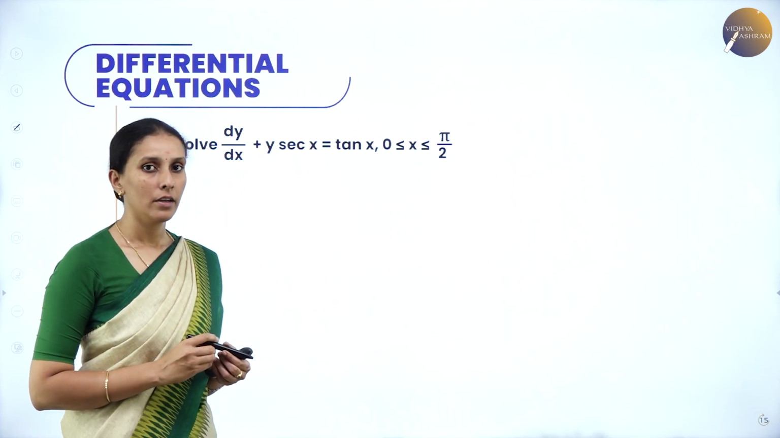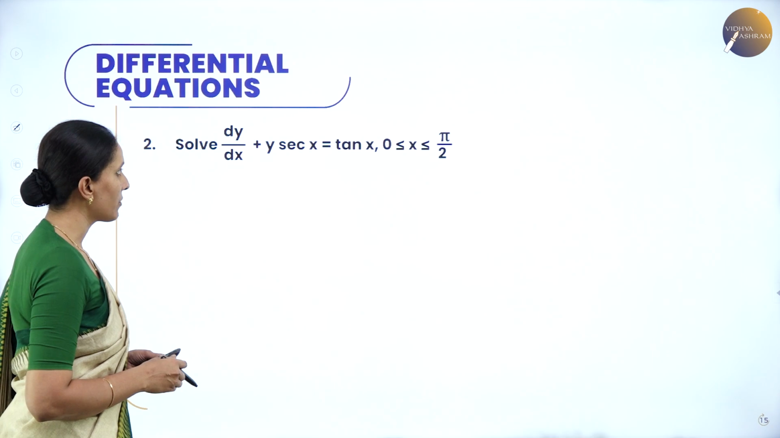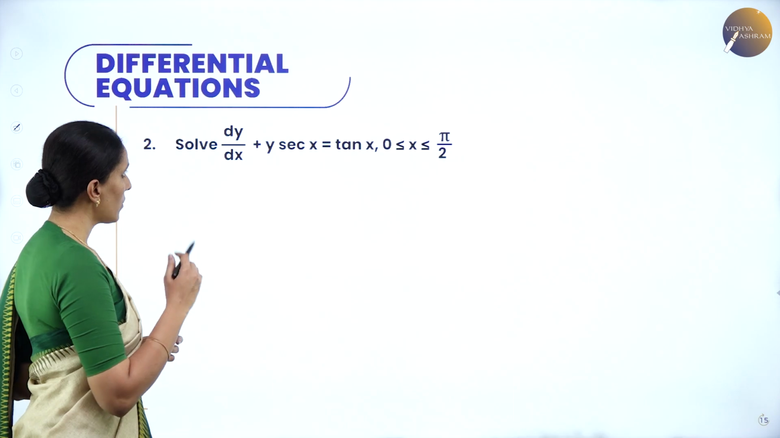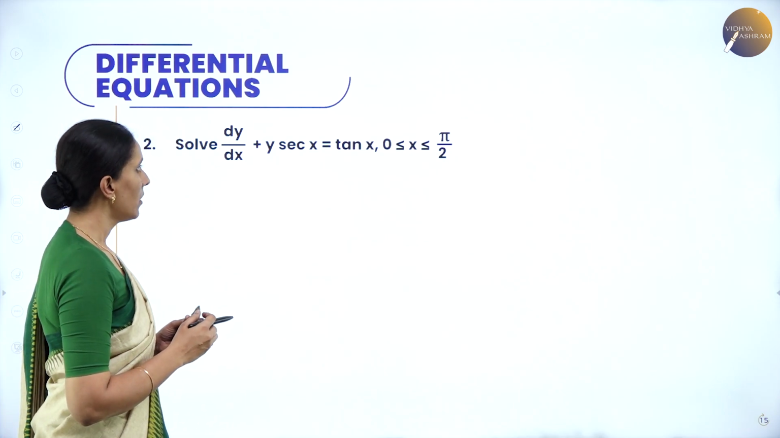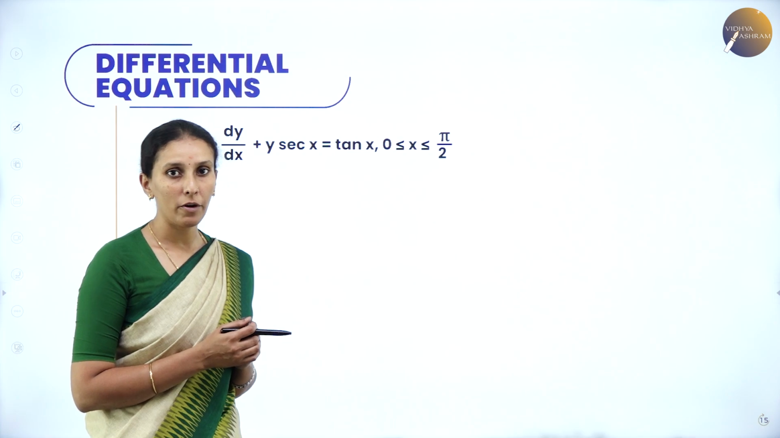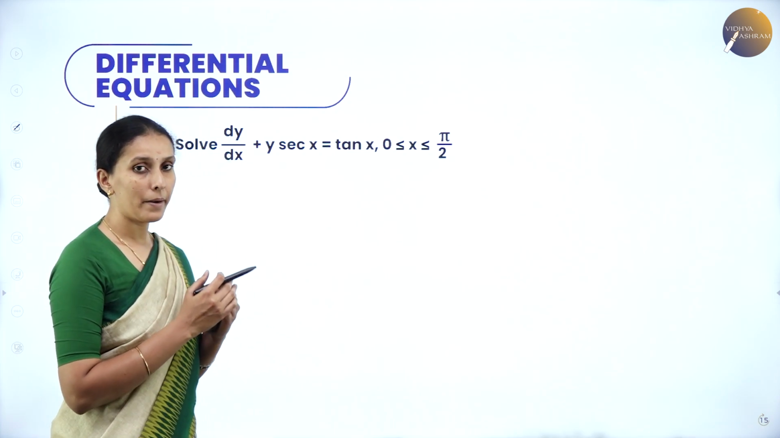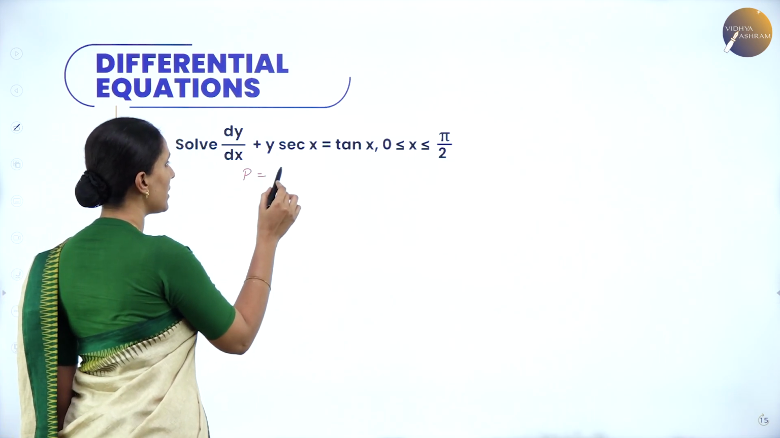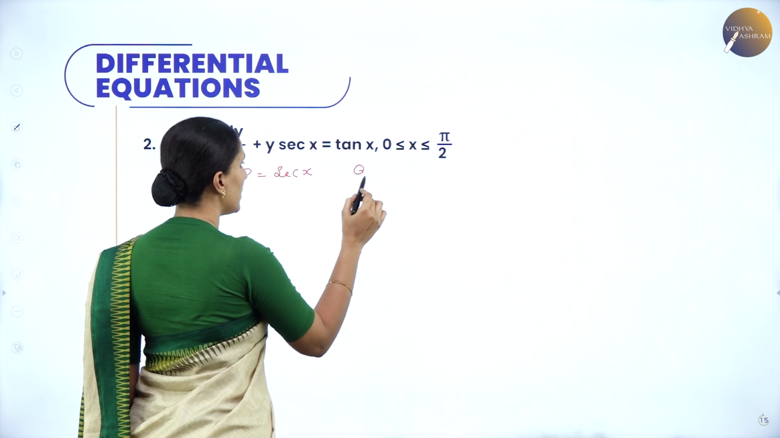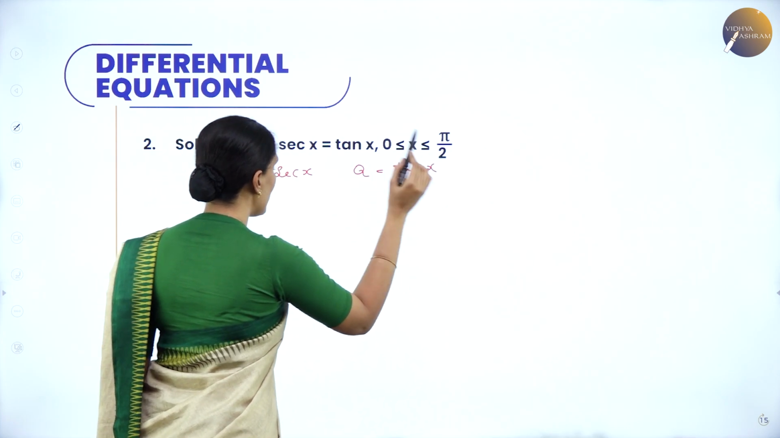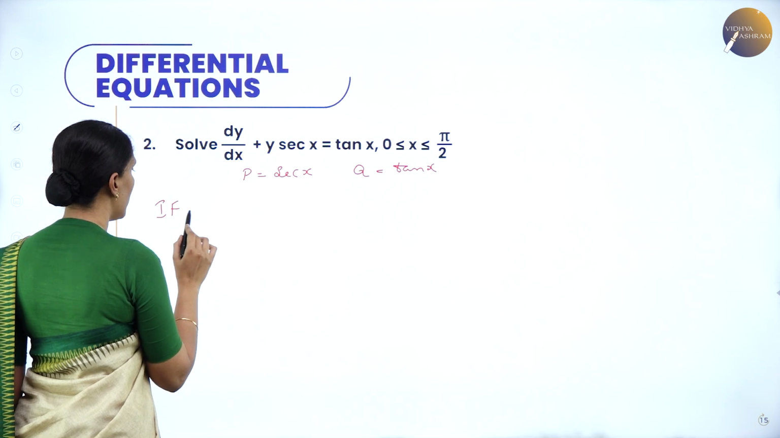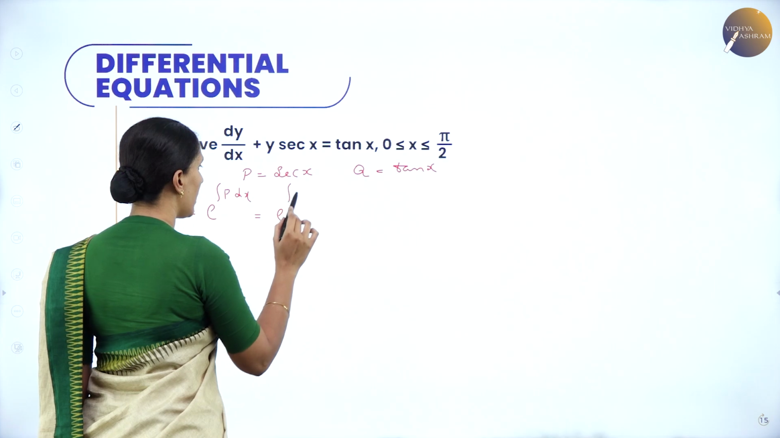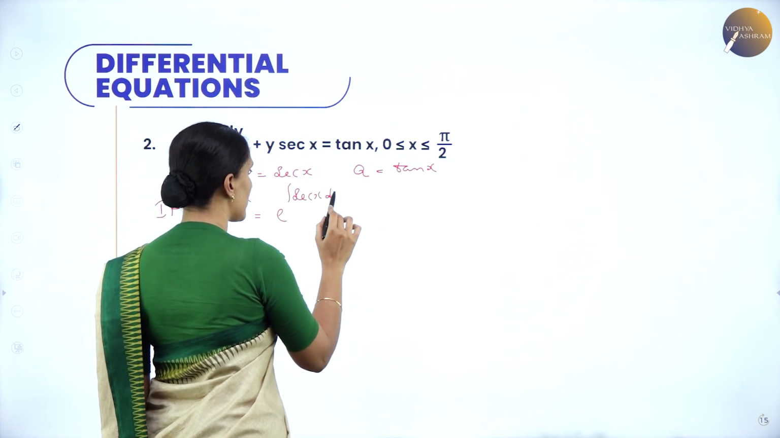Next, solve dy by dx plus y secant x is equal to tan x, where x lies between 0 to pi by 2. Clearly the equation is already in the standard form of linear differential equation, dy by dx plus py equals q, where p is equal to secant x and q is equal to tan x. Now let's calculate the integral factor, that is e to the power integral of p dx, which is e to the power integral of secant x dx.